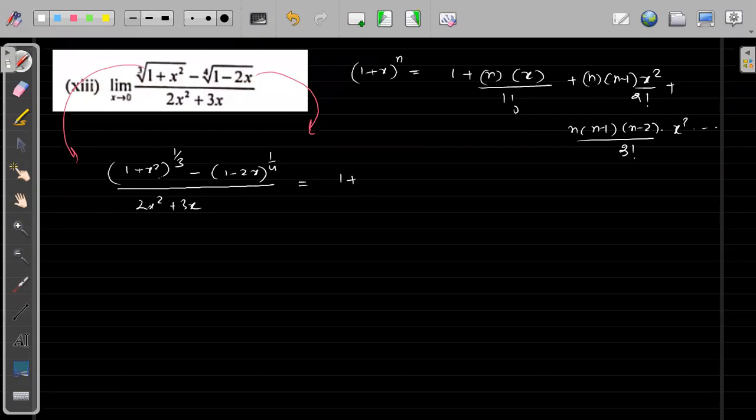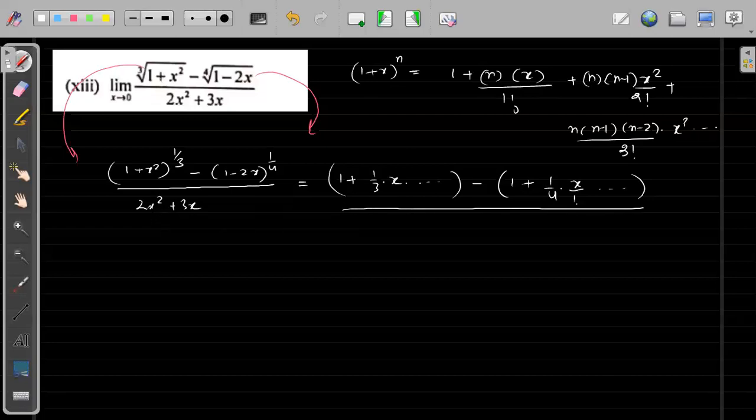So this will become 1 by 3 into x divided by 1 factorial and so on. This is minus 1 plus 1 by 4 into x by again 1 factorial and so on, right? Plus, divided by this is 2x square plus 3x. This one and this one will get cancelled, right? So this one and one will get cancelled, so we will have only 1 by 3x minus 1 by 4x. Remaining all the terms will have x square, x cube and so on, right?